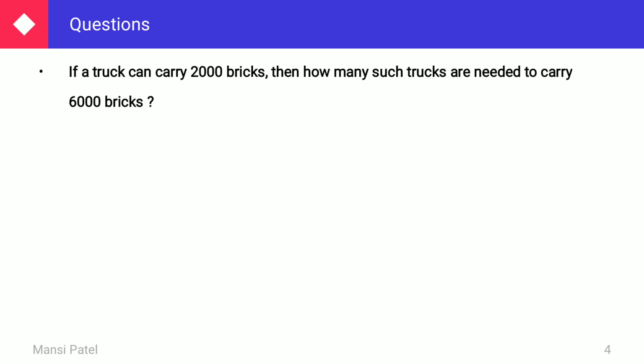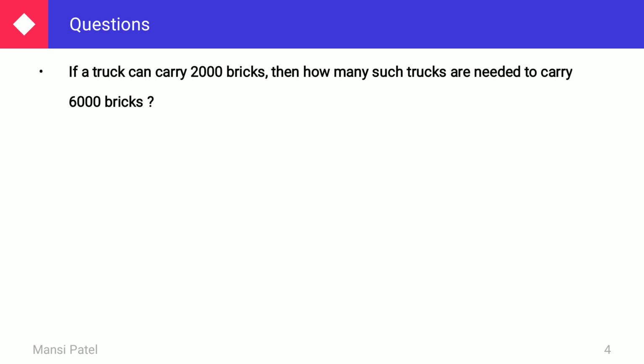In one truck, how many bricks are there? 2000 bricks are there. Now they have the total number of bricks, 6000. So, to carry these 6000 bricks, how many trucks are needed? They were asking like this. So, as per the unitary method, what you have to do? You have to first find out the number of trucks.